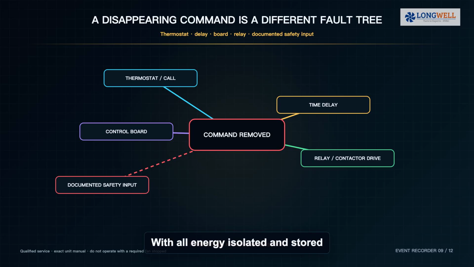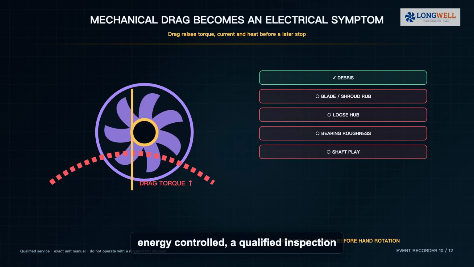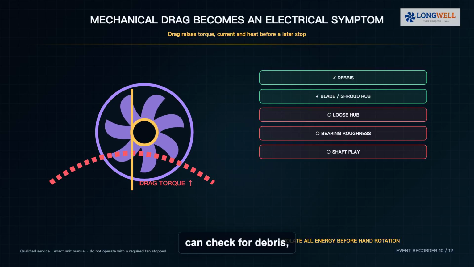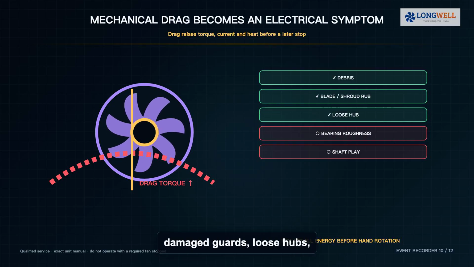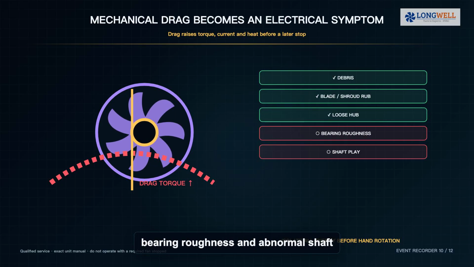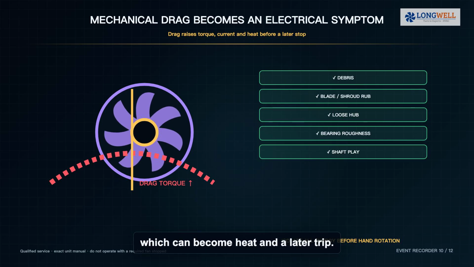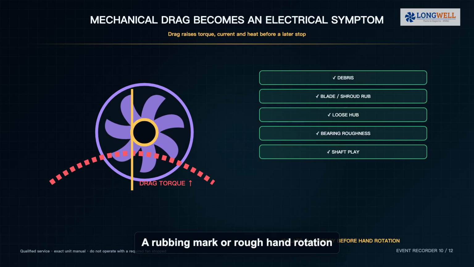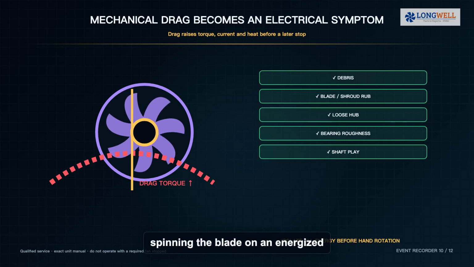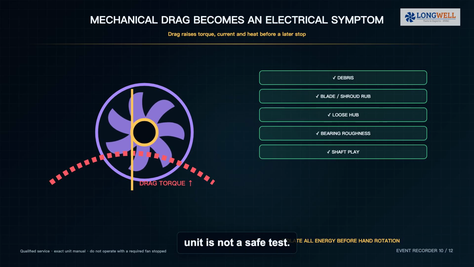With all energy isolated and stored energy controlled, a qualified inspection can check for debris, blade to shroud contact, damaged guards, loose hubs, bearing roughness and abnormal shaft play. Drag raises torque demand and current, which can become heat and a later trip. A rubbing mark or rough hand rotation is evidence. Spinning the blade on an energized unit is not a safe test.